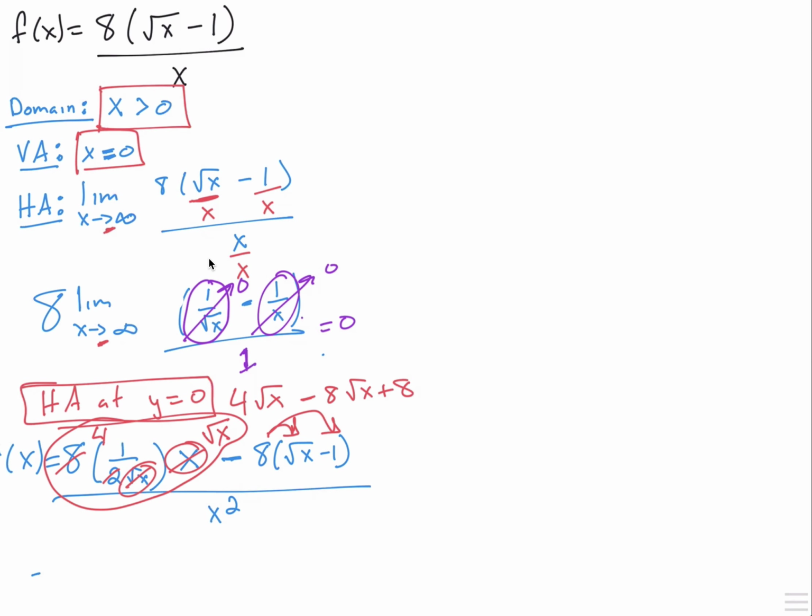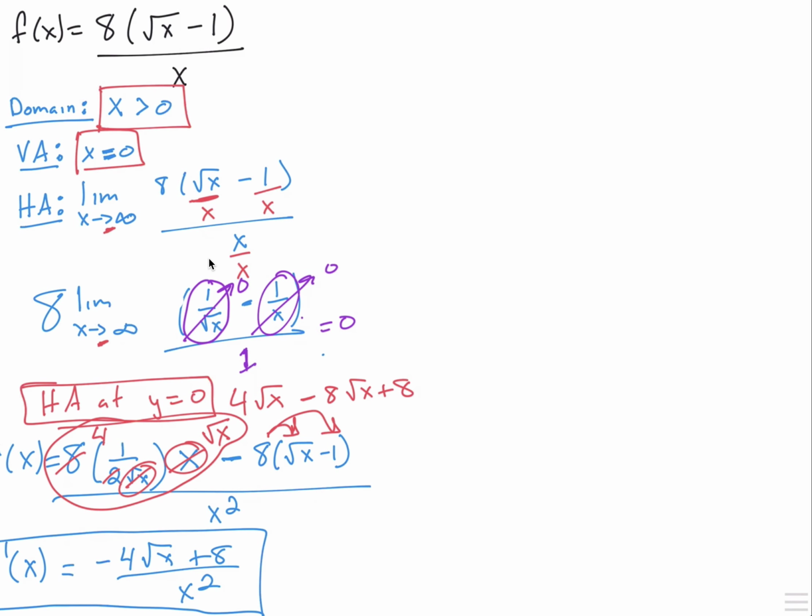Okay, so let's see here. So that means that f prime of x, if I simplify this, what is that? Minus 4 root x plus 8, and then all over x squared. Okay, so that's the first derivative. So that's not terrible, right? Not a terrible first derivative to work with.